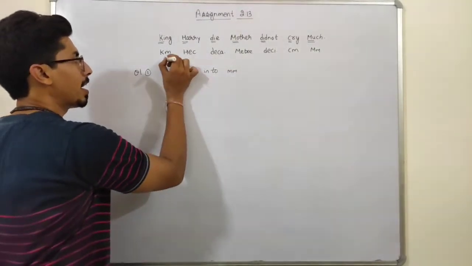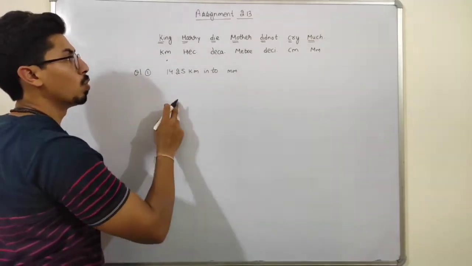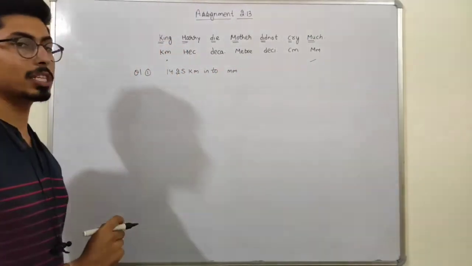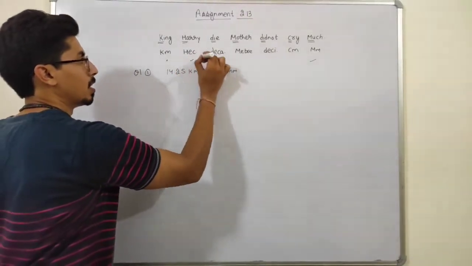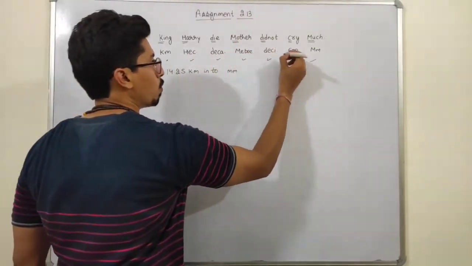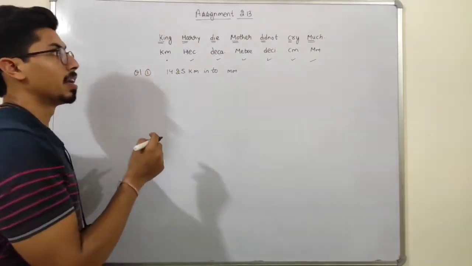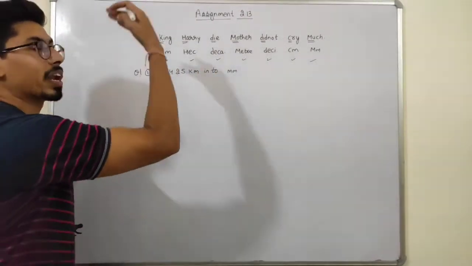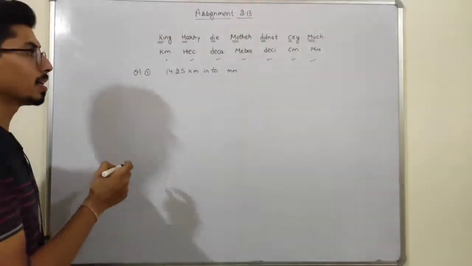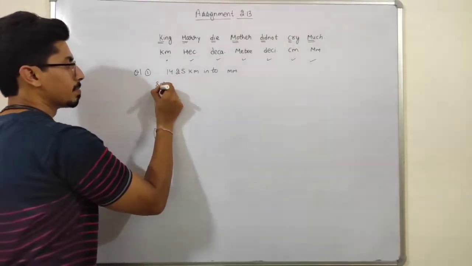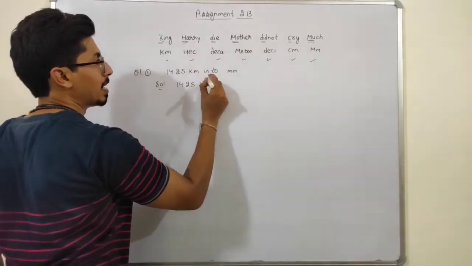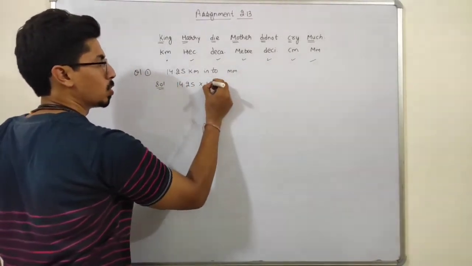That means right now I am here and I have to go till this place. So 1, 2, 3, 4, 5 and 6. There are total 6 places and I have to go to the right hand side, so I have to multiply. Therefore it will be 14.25 as it is, multiplied by 1 and total places are 6, so 6 zeros.